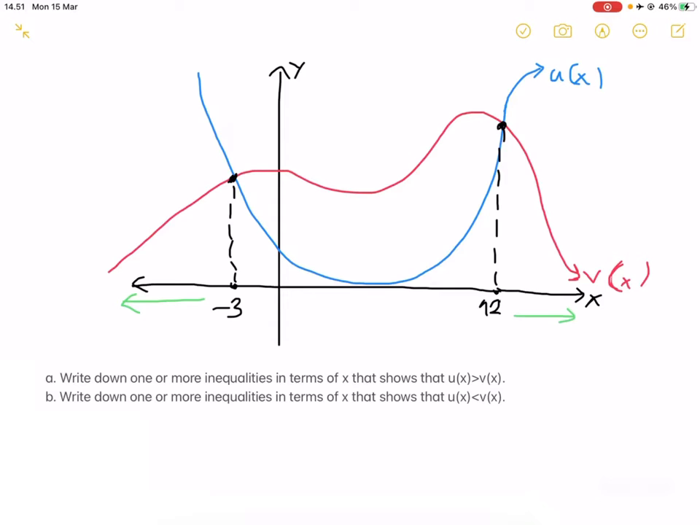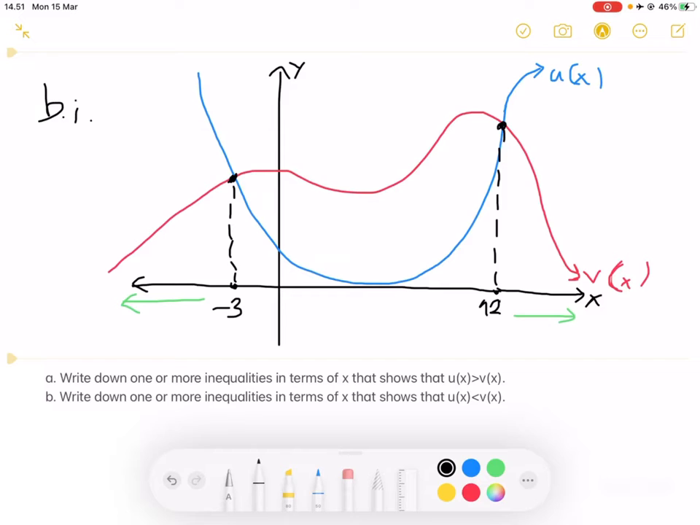Well, from that, the right inequalities will be x is less than -3 and x is greater than 12. And for part 2, we need to write down one or more inequalities in terms of x that shows that u of x is less than v of x.